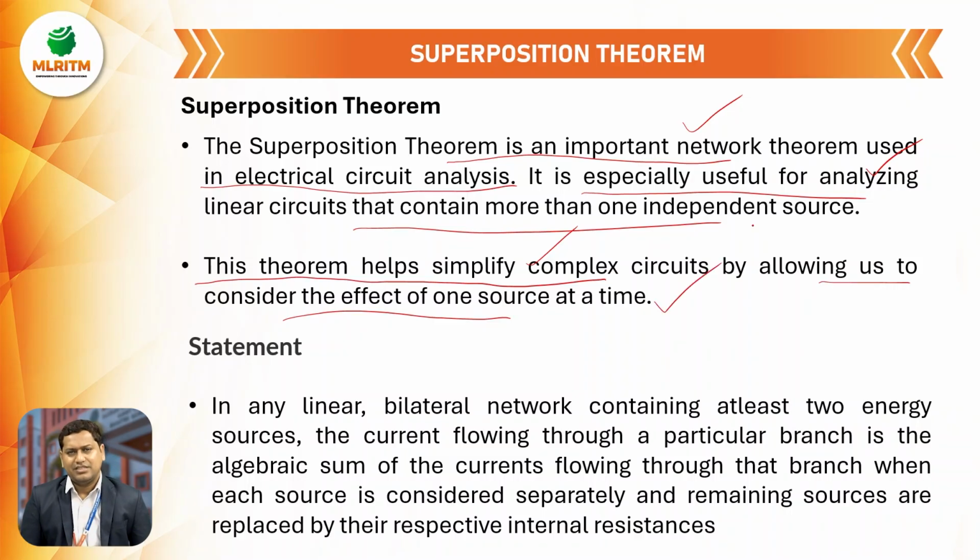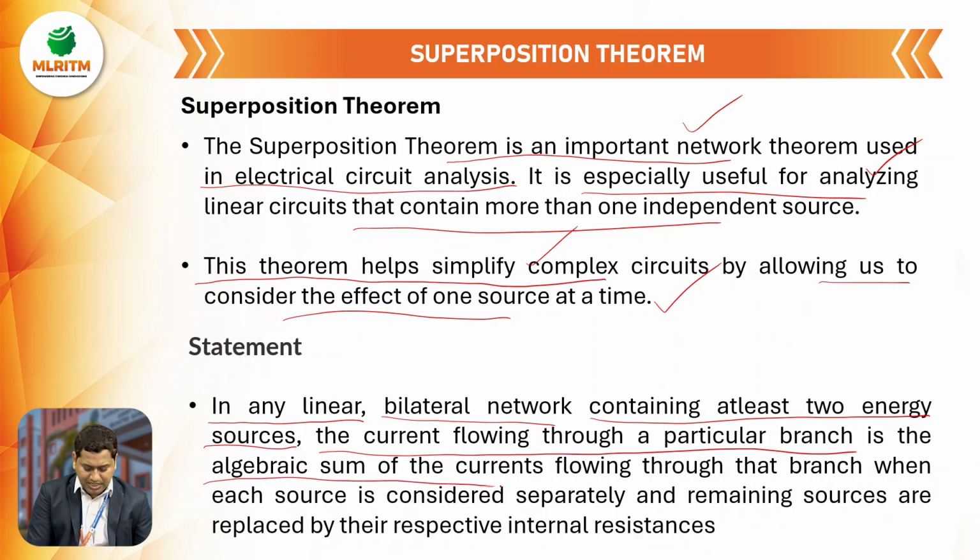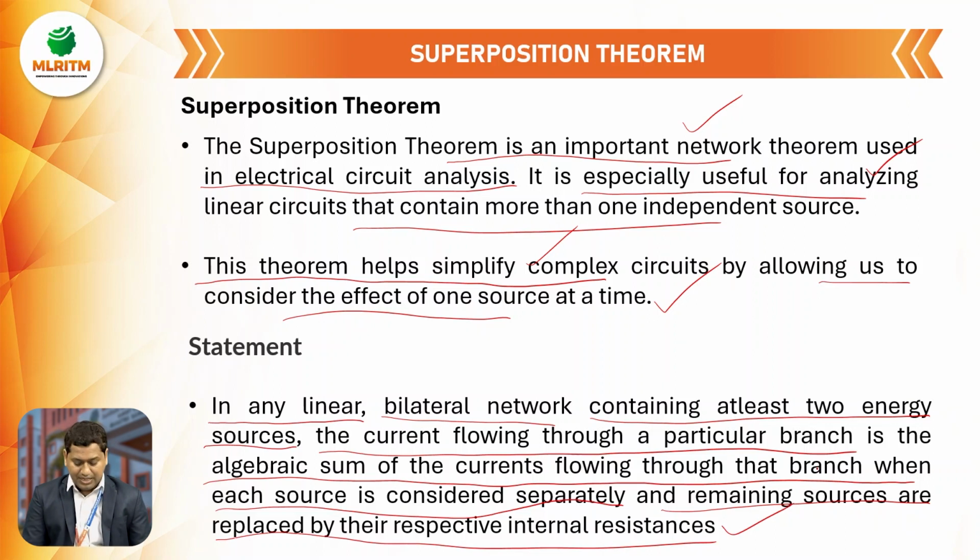The statement of the superposition theorem states: in any linear bilateral network containing at least two energy sources, the current flowing through a particular branch is the algebraic sum of the currents flowing through that branch when each source is considered separately and the remaining sources are replaced by their respective internal resistance.